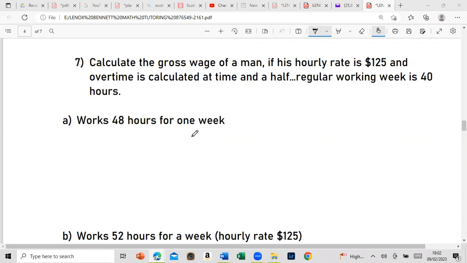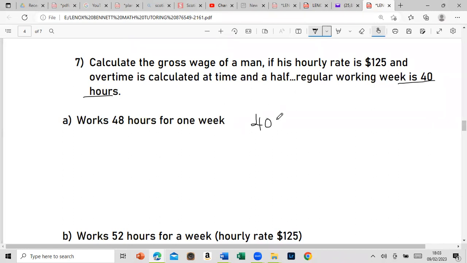So it's to calculate the gross wage of a man if his hourly rate is $125 and overtime is calculated at time and a half. I think I need to calculate time. Regular working week is 40 hours. Again, guys, you must get this. Even if they don't give you this, just take it to be 40 hours. If it's different, they will give you. Sometimes it will be 35 hours. Doesn't matter. Gross wage means the grand total before taxes. So all we have to do is simply say 40.